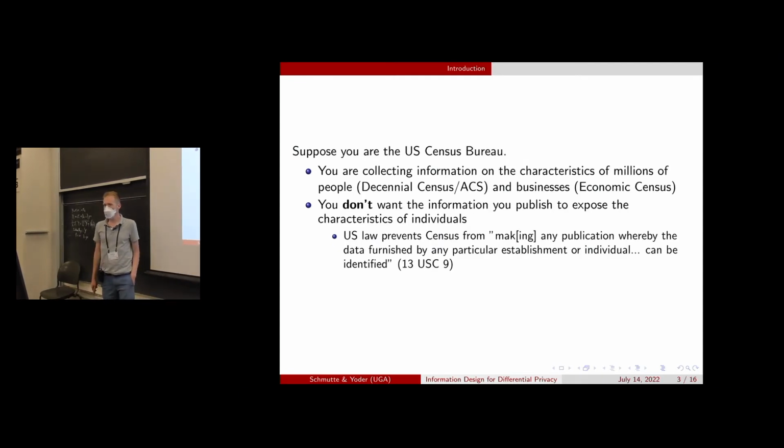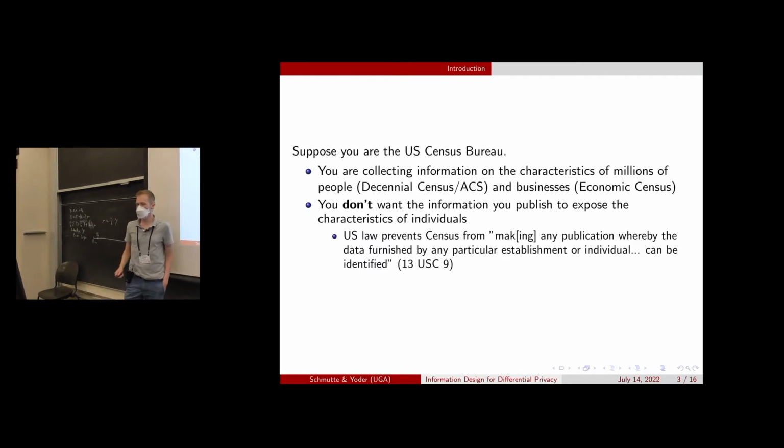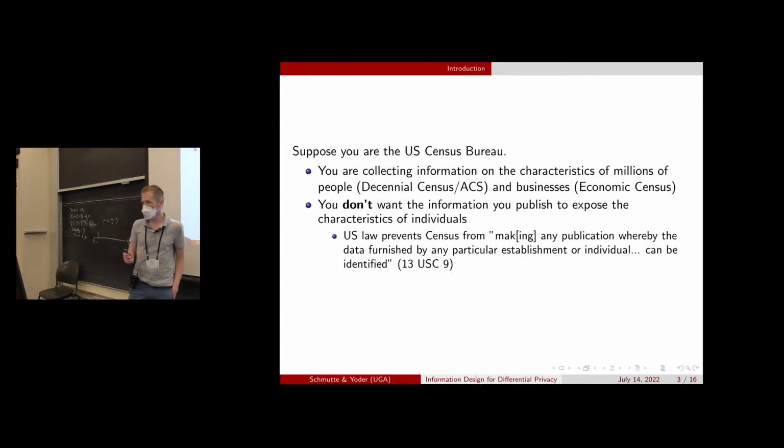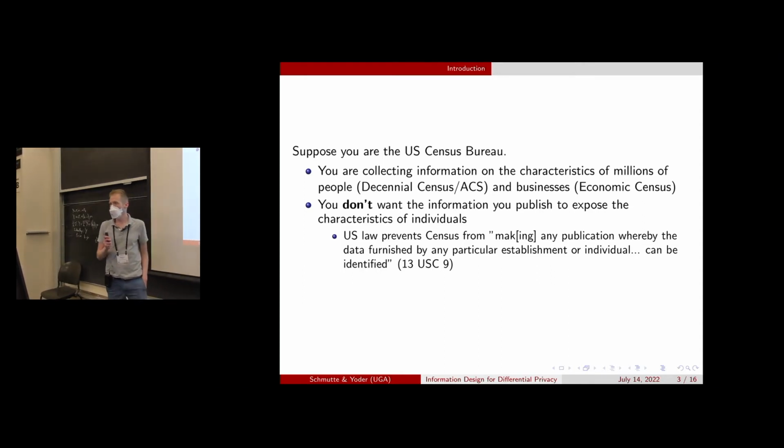Alternatively, suppose that you're the US Census Bureau. You collect information on the characteristics of millions of people and businesses, sensitive characteristics like income, race, who you live with. And you're required by law to prevent what you publish about this data from providing too much information about any single individual.